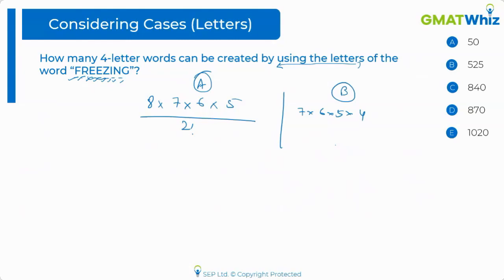Okay, but why can't you form a word like this? Why are you doing 7654? I'm totally fine. I can frame a word like this. No, that's not a problem. I'm still using the letters of the word freezing out here.